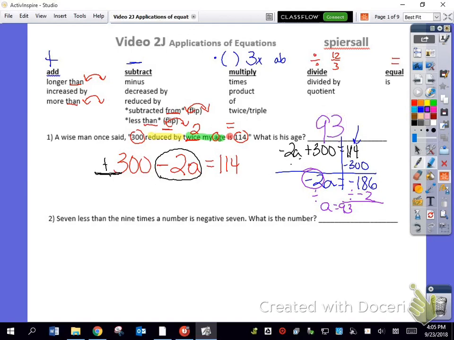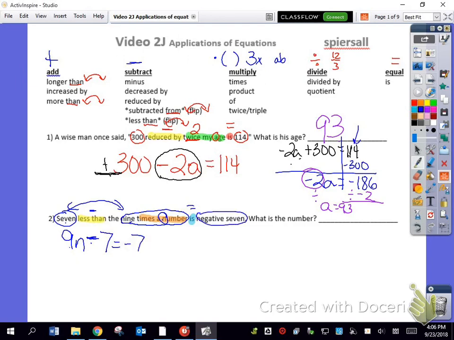On number 2, some key words. 7 less than 9 times a number, and then you have is negative 7. So we have 7 less than 9 times a number. This goes together. Before the "is," you know that you've got to stop. Less than, you've got to switch, and less means minus. So I'm going to bring down my minus. The 7 goes behind. 9 times a number, I'm going to use n. 9n goes in front. Is an equal sign, and then you've got negative 7.